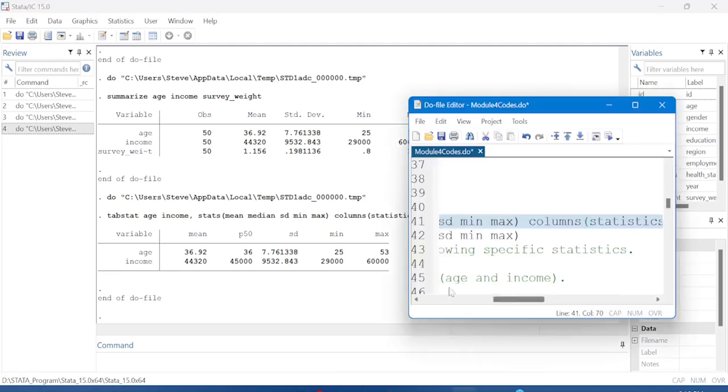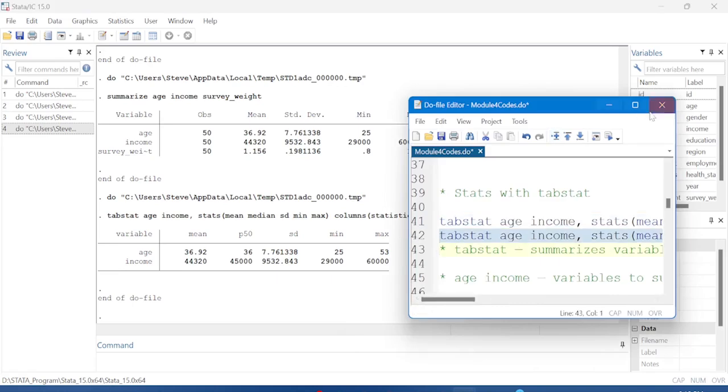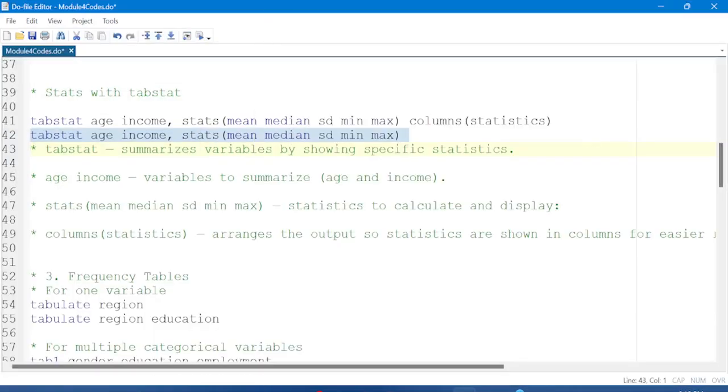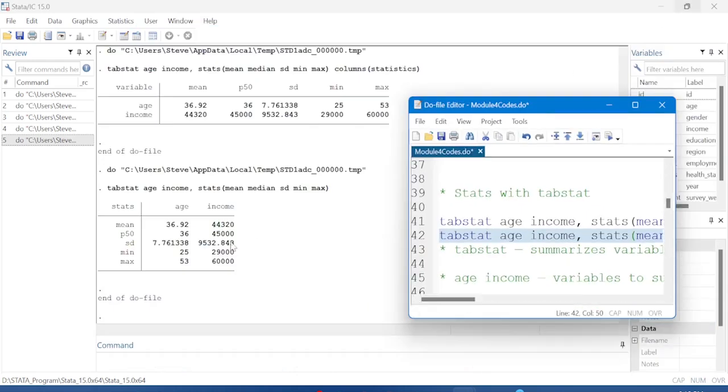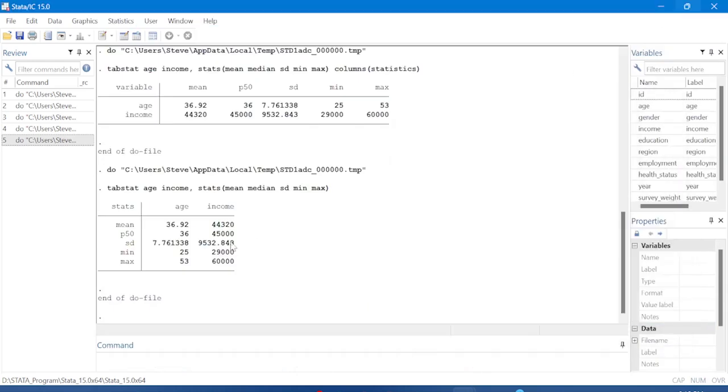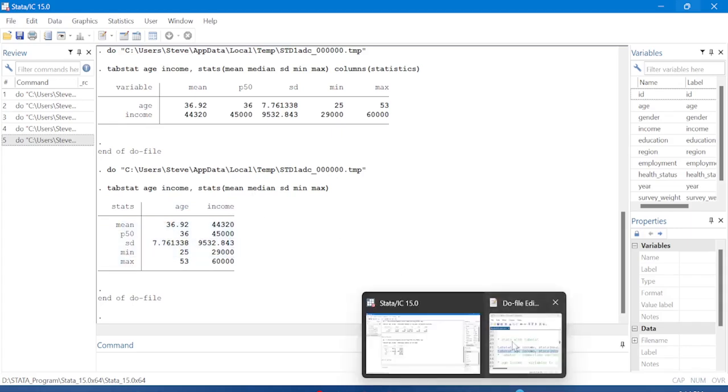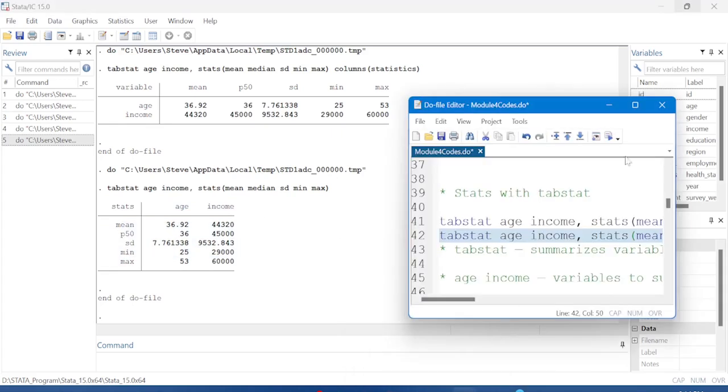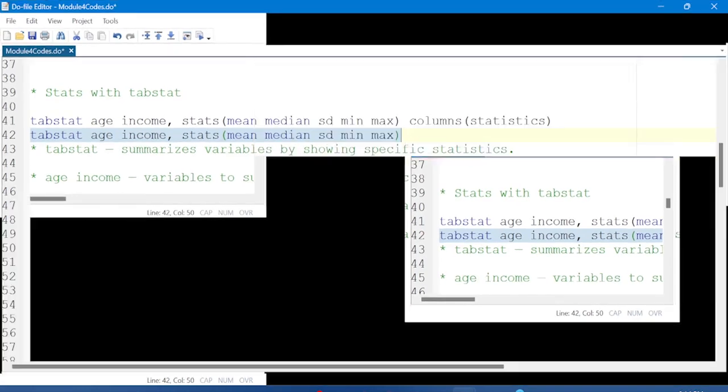So let me again use the same command I told you about, now without including column statistics. So we plot it in default format. With the default format, you realize now the variables will appear as columns, and then the statistics will appear as rows. Does this make sense to you? And now it's time to proceed.